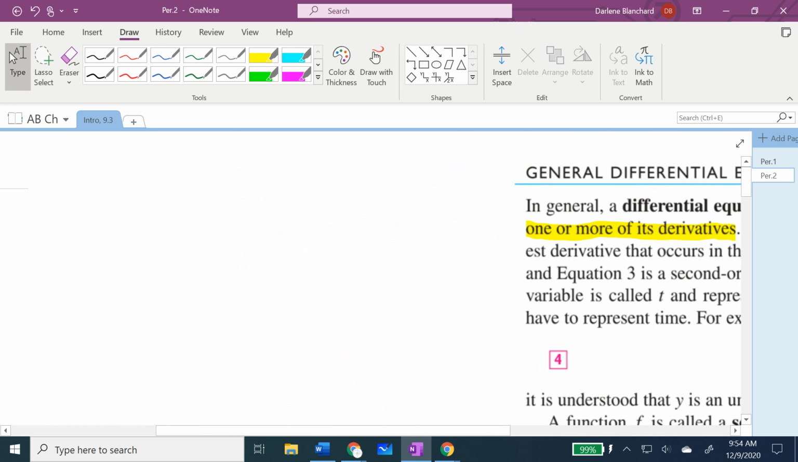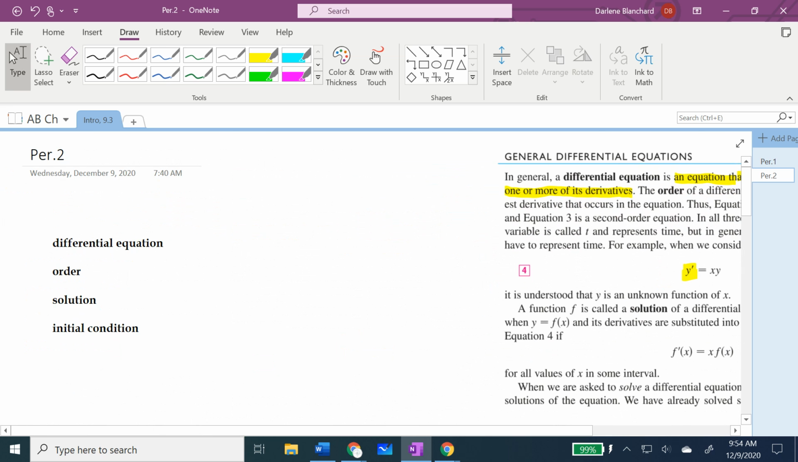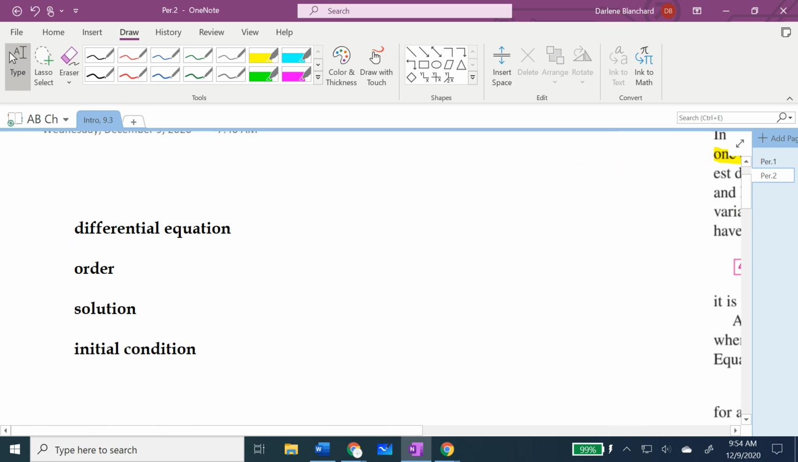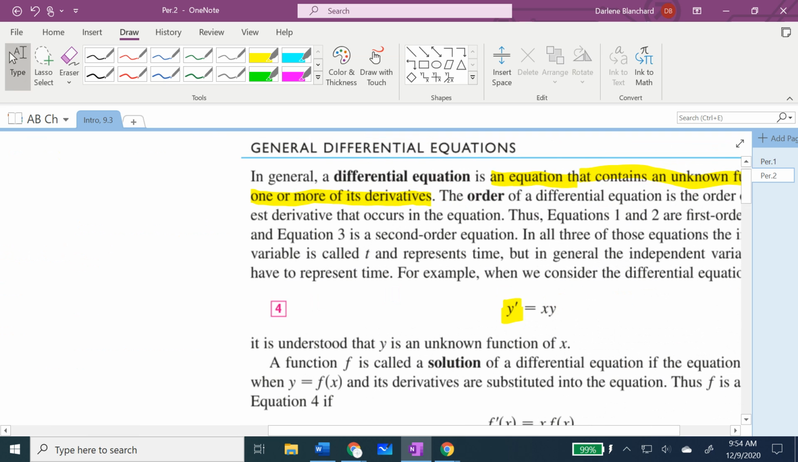Now, an important word you're going to hear is order, the order of a differential equation. Basically, it's a number, and that number is the, shall we say, farthest derivative. The highest number, I want to say highest order derivative, but then that's using the word.